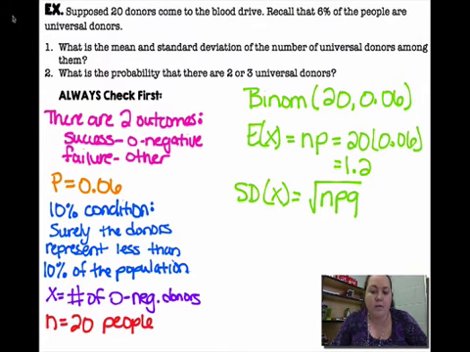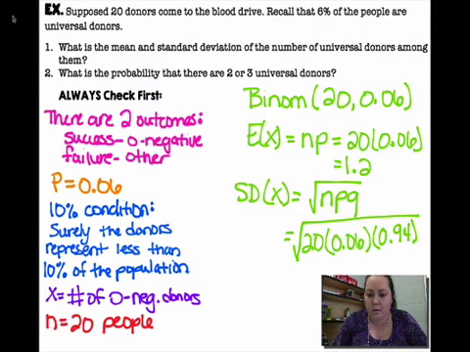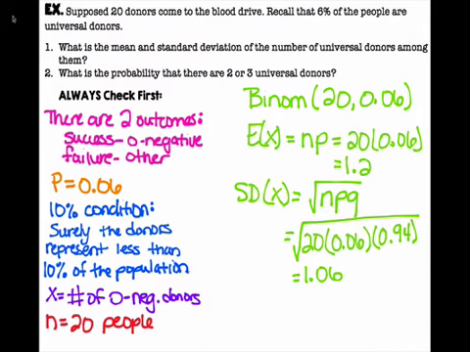They also asked for the standard deviation, which is the square root of N times P times Q, and Q is just 1 minus P. So it's 20 times 0.06 times 1 minus 0.06, which is 0.94, which gives me 1.06.